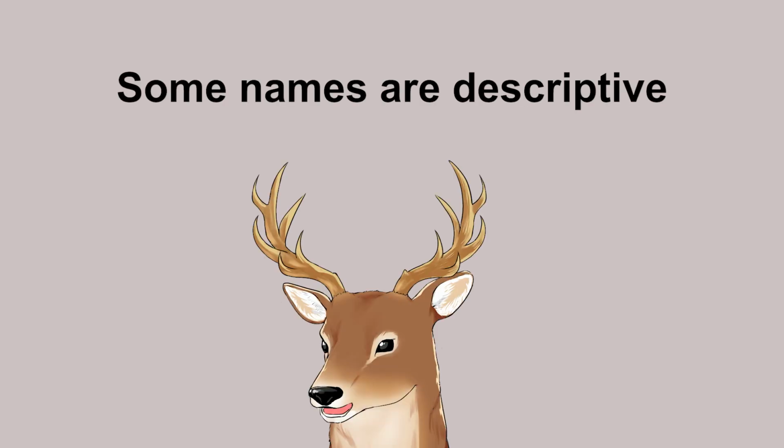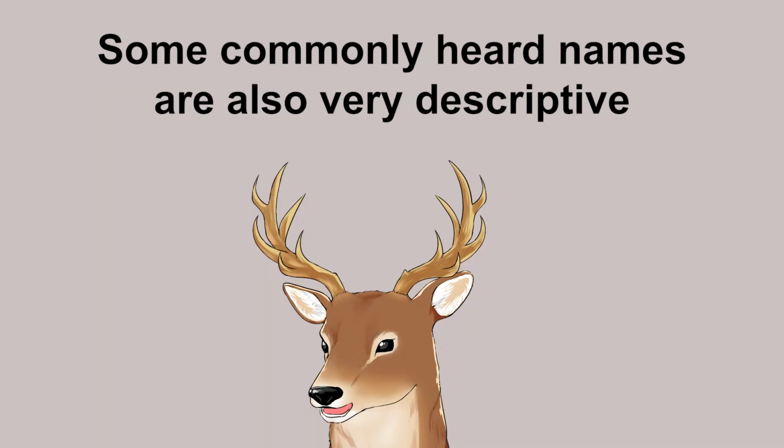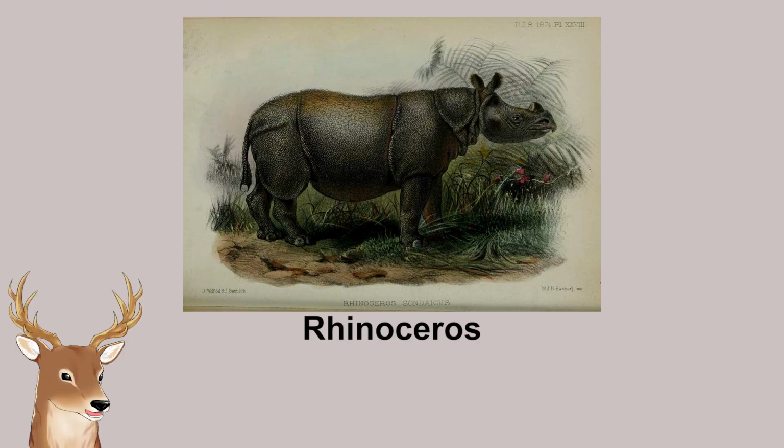Some epithets are descriptive, that is, they describe the characteristics of the animal. For example, some of the arthropods that I've talked about before in this video. Some commonly known animal names are also very descriptive. For example, rhinoceros, which is also a genus name. Rhinoceros means nose horn.